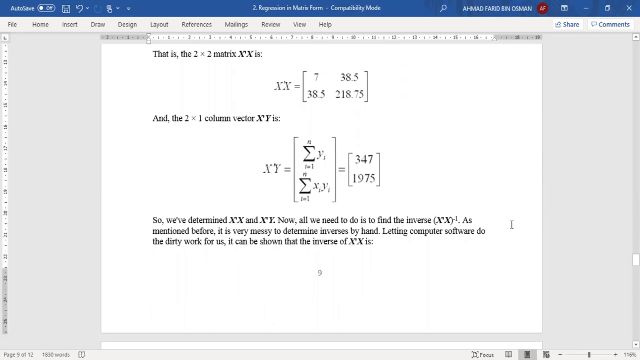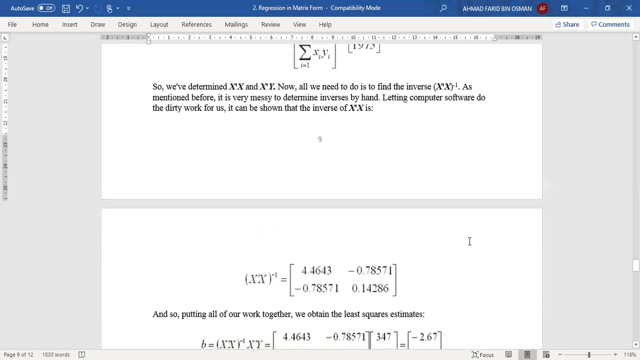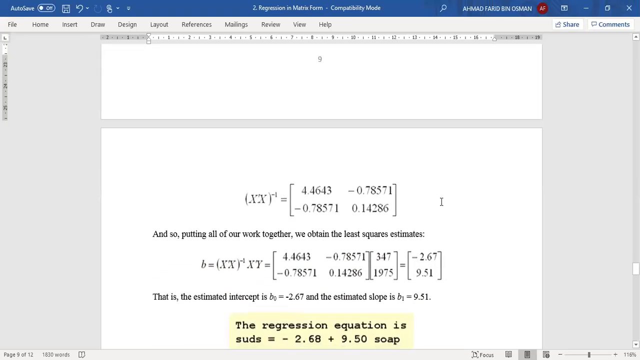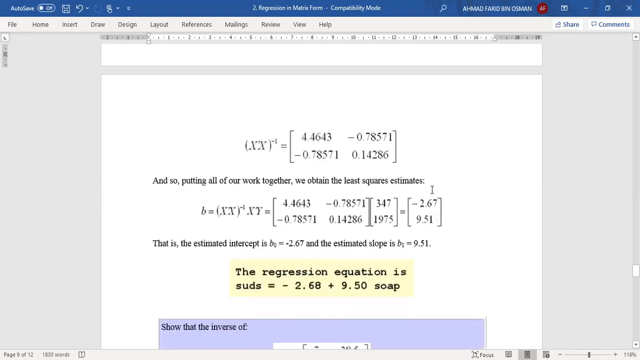So we have determined x transpose x and x transpose y. Now all we need to do is to find the inverse of x transpose x. As mentioned before, it's very messy to determine the inverse by hand, so let computer software do the dirty work for us. It can be shown that the inverse of x transpose x is given by this. It's still possible to compute manually, but when the matrix dimension is higher than 2 times 2, it is tedious to compute.